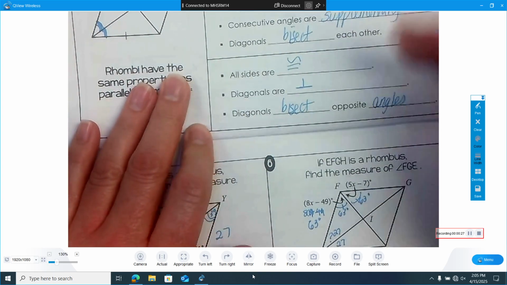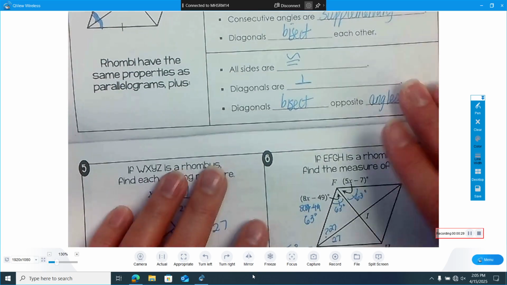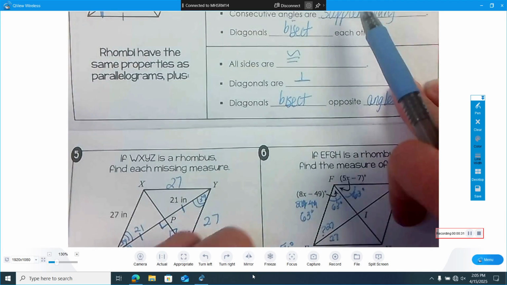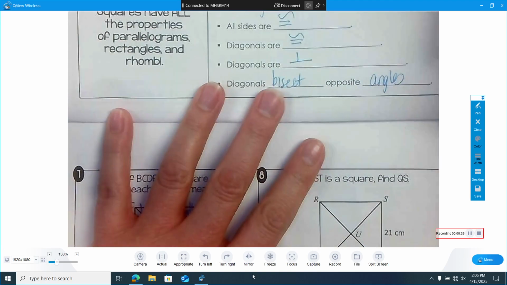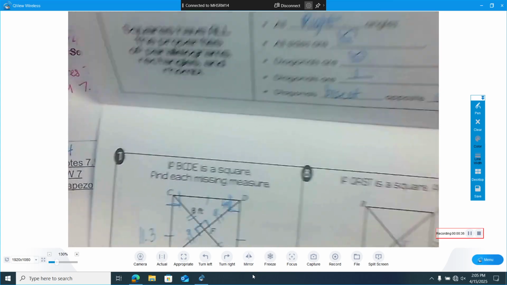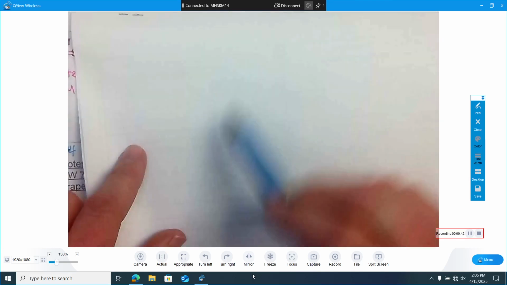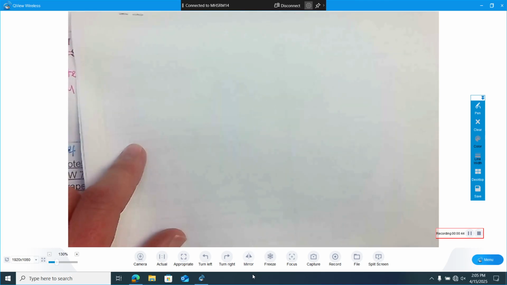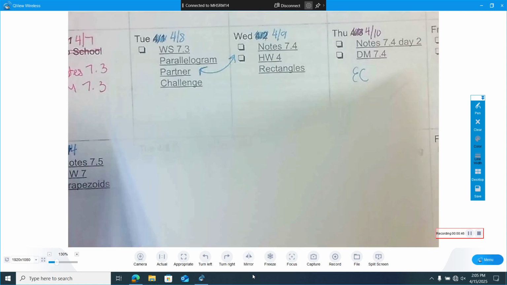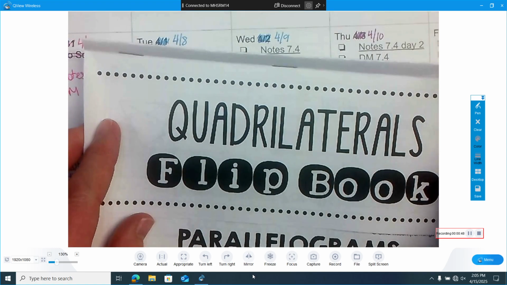I would recommend going through your notes and writing down opposite angles are congruent, is a good thing to remember. And the more times you write it, you might have a chance of remembering it. There's also plenty of extra space in the back for whatever you need to write down. You're allowed to use this flip book on test day, okay?